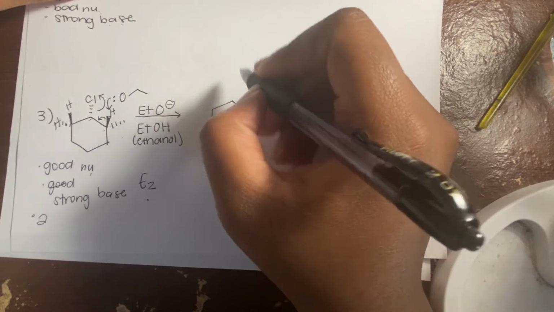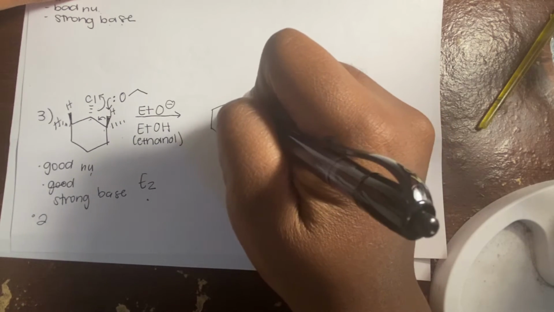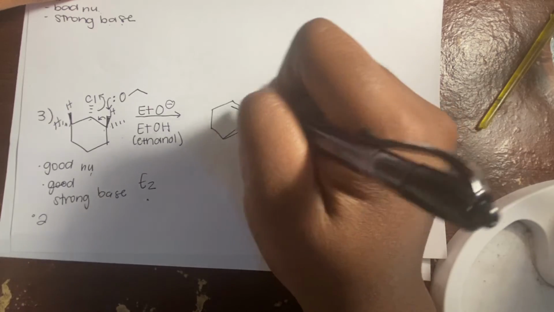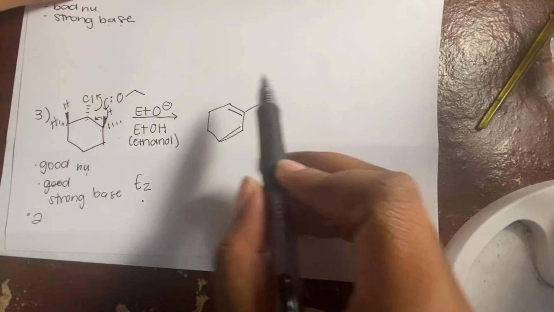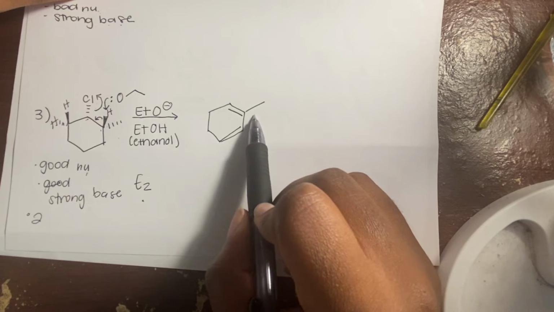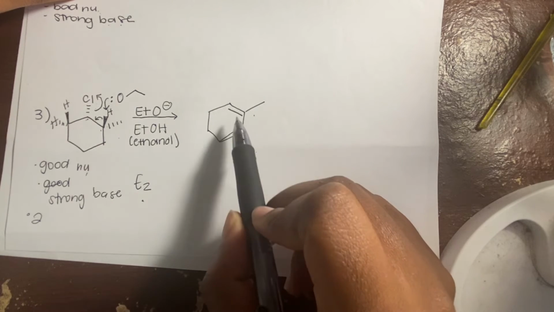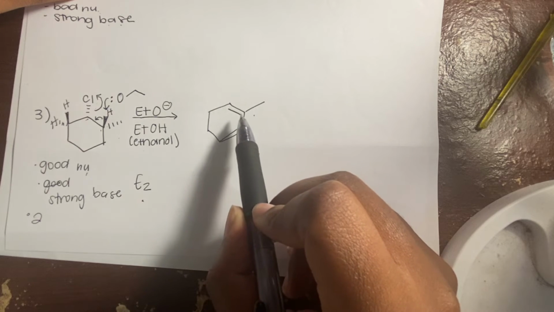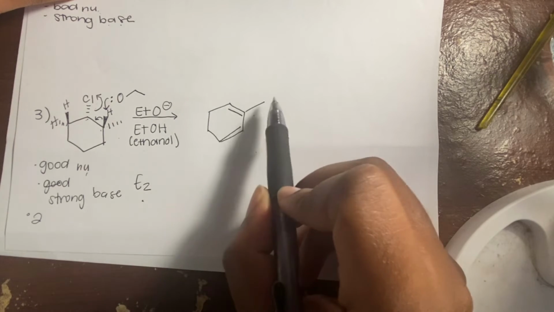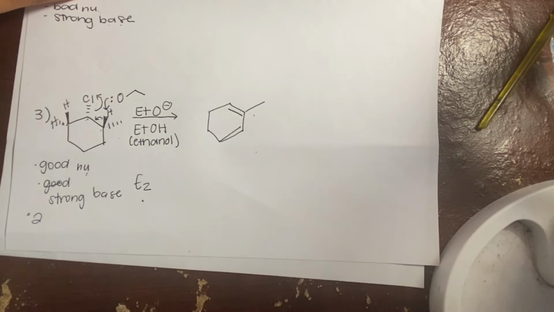right here, where the chlorine is eliminated and we still have this methyl, which is now not going away or coming towards us because we have a double bond here, sp2. It's flat, so there's nothing coming towards us or going away from us.